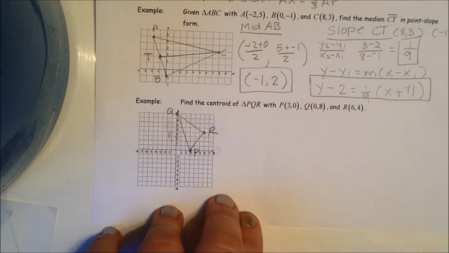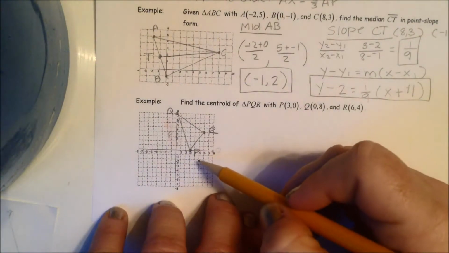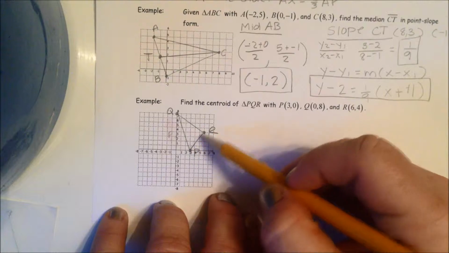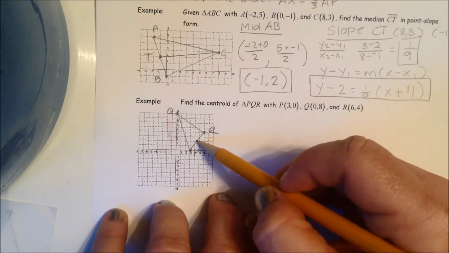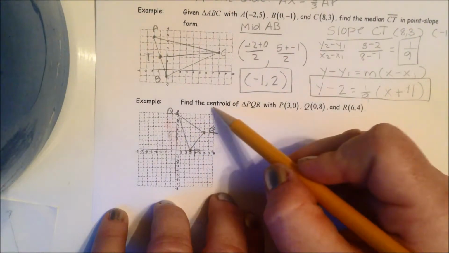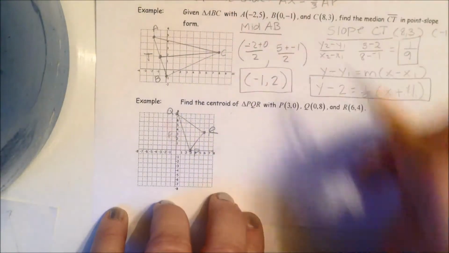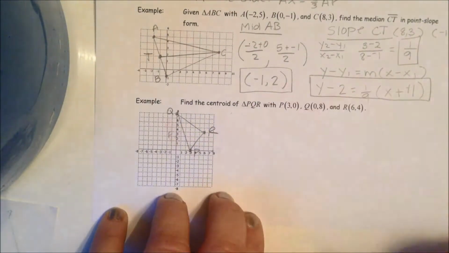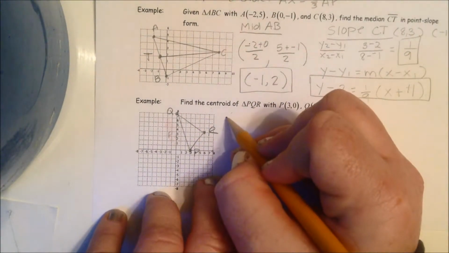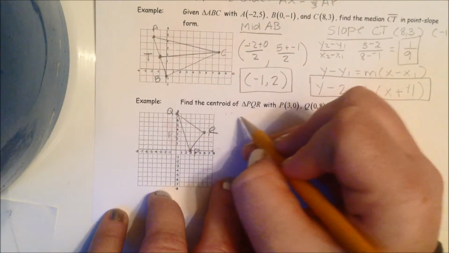So the first thing you need to do is find the midpoints of each of your sides, because I know that if I find the midpoints, my median always goes through that, and centroids are found by finding the medians. So let's start with the midpoint of PR.